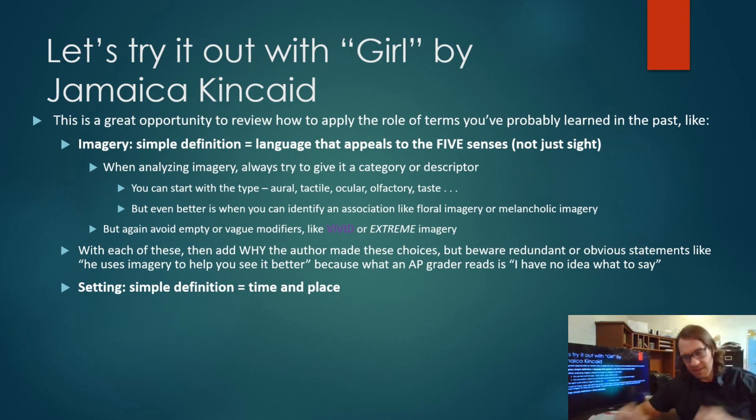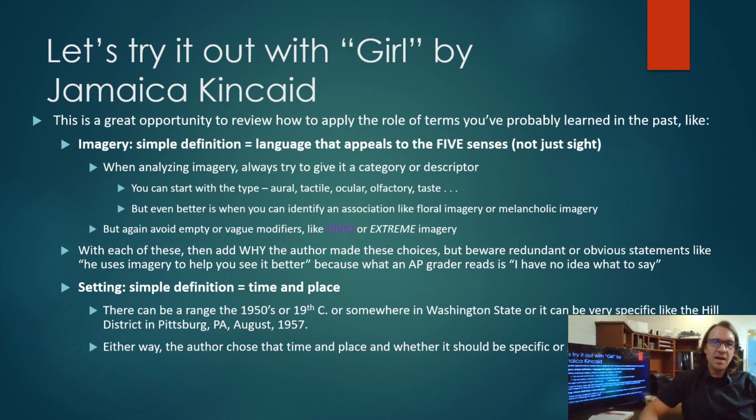Setting, another simple thing. It's just the time and place where something takes place. We often forget about that and think it's not that important, but that was a conscious decision on the part of the author too. And so, there can be a range. Sometimes the text is just in the 19th century or 1950s. Sometimes it can be very, very specific. Like we'll read a play later on this year that takes place in the Hill District in Pittsburgh in 1957, a very, very specific location and time. And there's a reason for that.